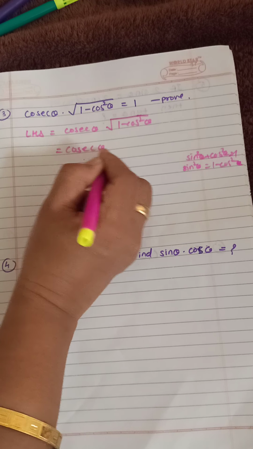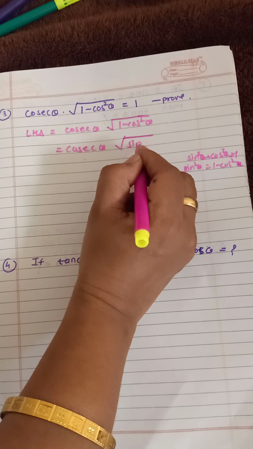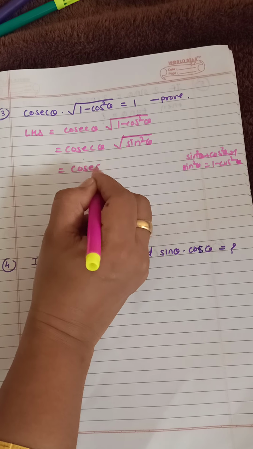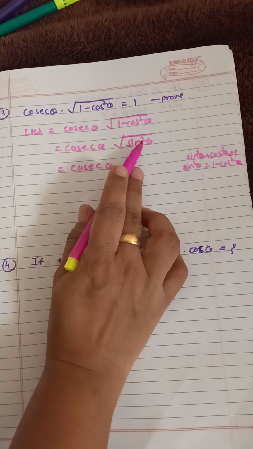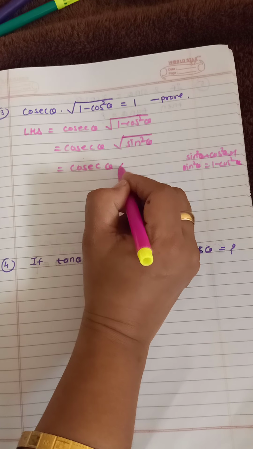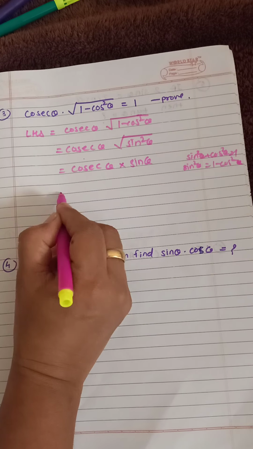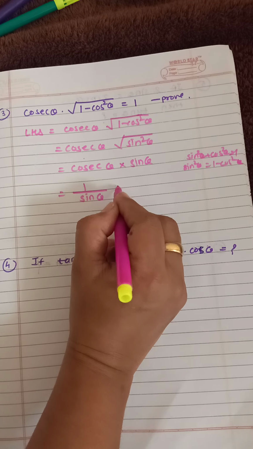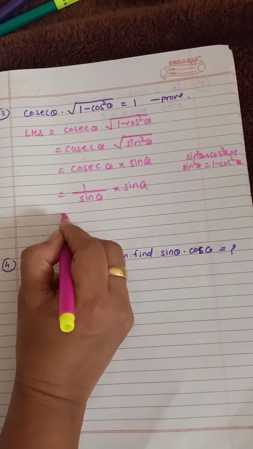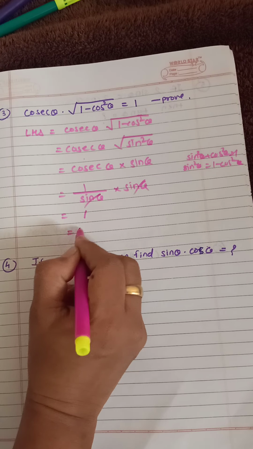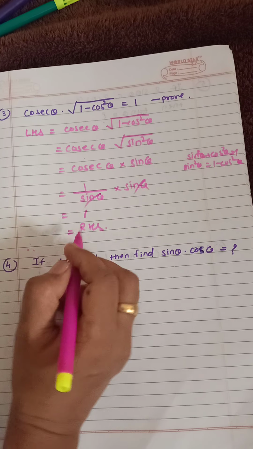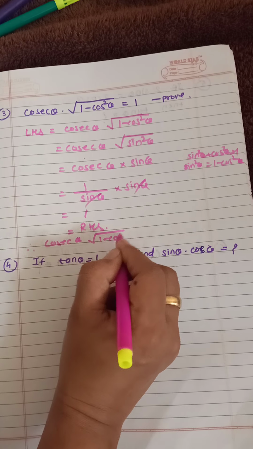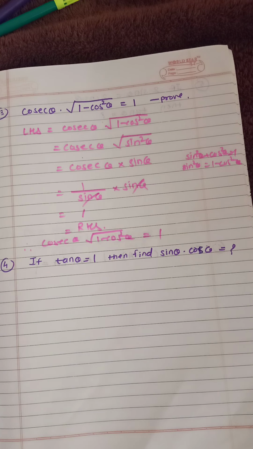So this is cosec theta into square root of sin square theta. Now the square root and square will get cancelled. This will be sin theta. Now we know that 1 upon cosec theta is sin theta, into sin theta. That is, sin theta will get cancelled. It is equal to 1 and that is equal to RHS. Therefore, cosec theta into square root of 1 minus cos square theta is equal to 1.